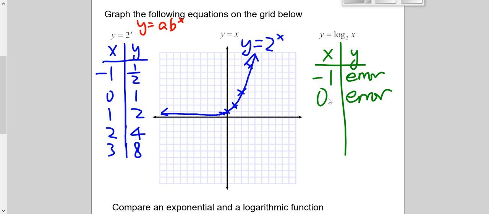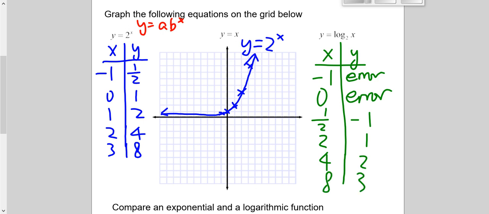Let's do 1/2. So 1/2 would give you -1. Okay, and then 2, that would give you 1, because if you look at this, log base 2 of 2, they cancel out. That gives you 1 because you have 2 raised to the power of 1. Anyway, so let's do 4 here. That will give you 2, 8, and 3.